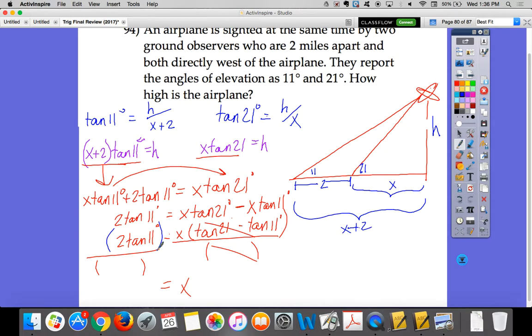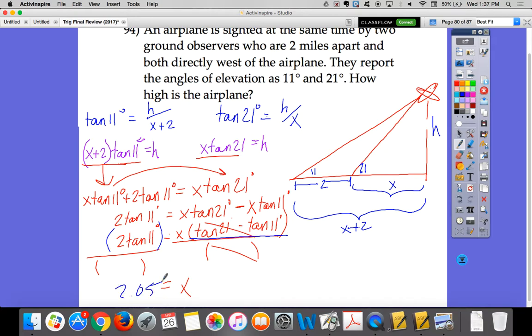Hit your division sign, open up parentheses, and then we're typing this part. We're going to type tangent 21. Now you've got to close your parentheses for the 21. Then you're going to put minus tangent of 11. Now close it, close it. If you'll hit enter, you get 2.05.